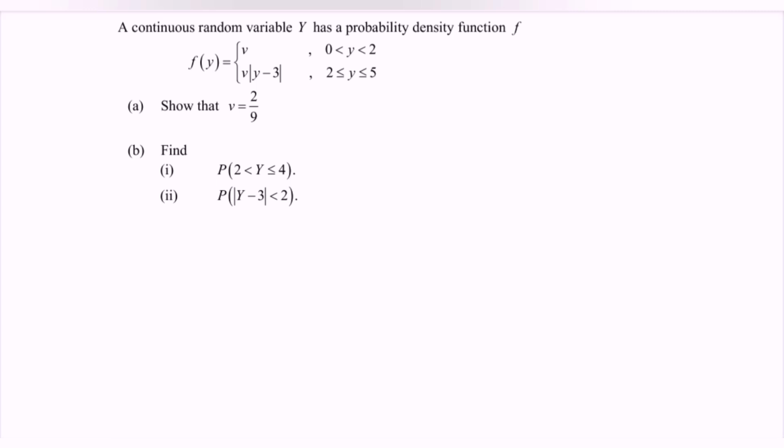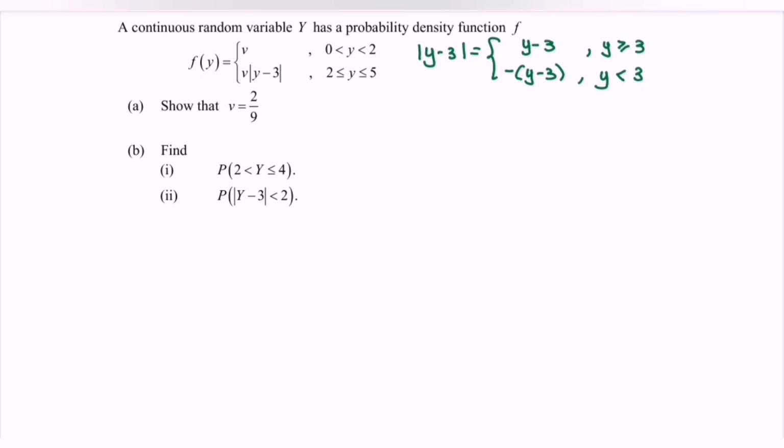So kindly focus on the modulus y minus 3. Based on the definition, modulus y minus 3 is positive y minus 3 when y is greater than or equal to 3. Next, we have negative y minus 3 when y is less than 3. So that will be the definition for the modulus y minus 3.